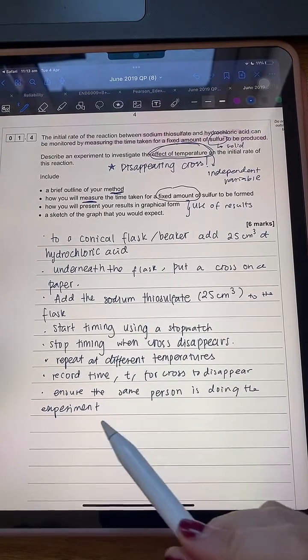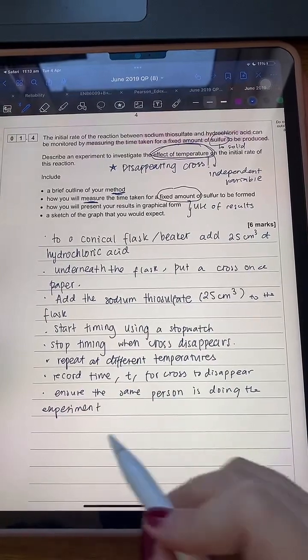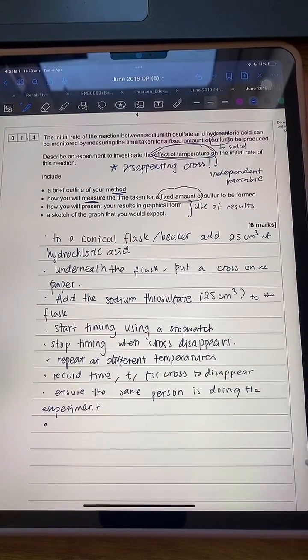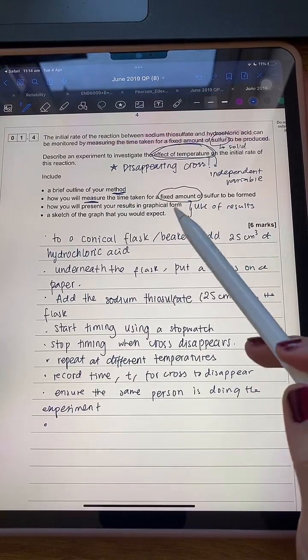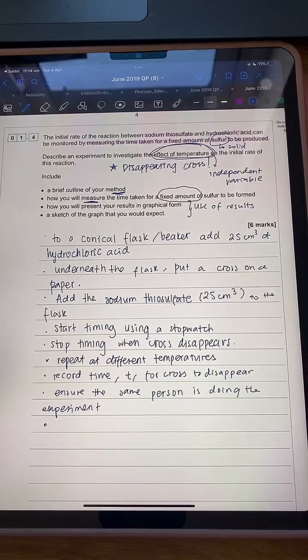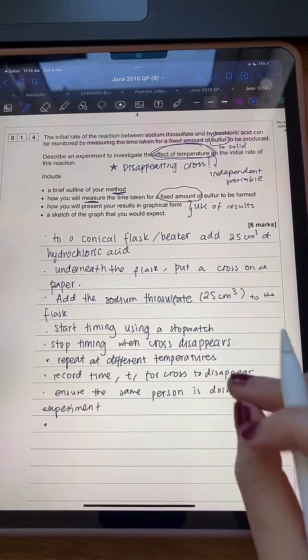Repeat at different temperatures. I think I saw someone ask, do we do it at different intervals? You don't have to, because we're already using a fixed amount of sulfur. So we just want to see the start and the stop, but at different temperatures. If you are looking at gas syringe and measuring cylinder, then yes, you have to say that you are doing it at different intervals. That's right.